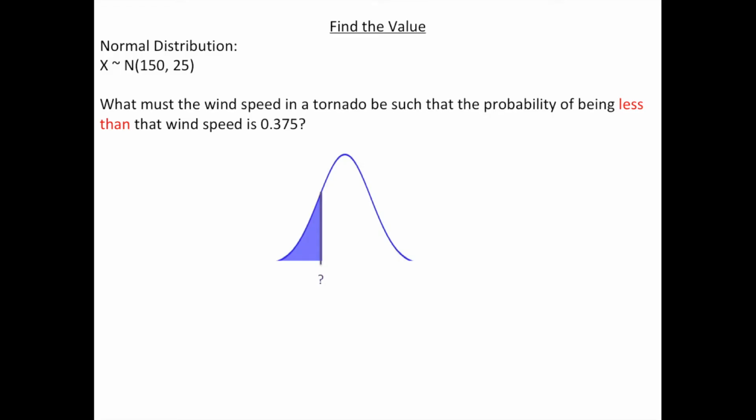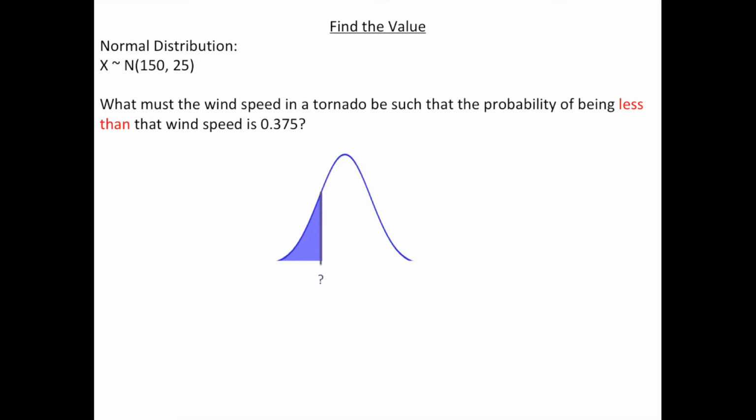This video covers how to find the value of x when given a probability for a normal variable without using a calculator. And for all of our examples, we're going to be looking at the wind speeds in a tornado that are distributed normally with a mean of 150 and a standard deviation of 25.